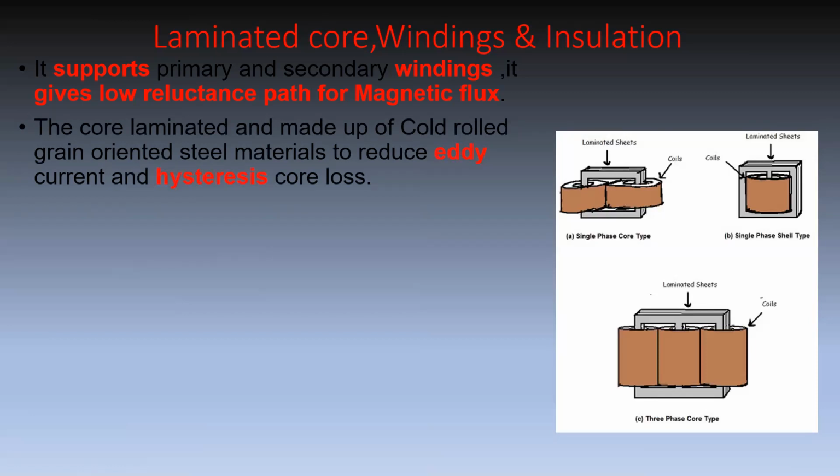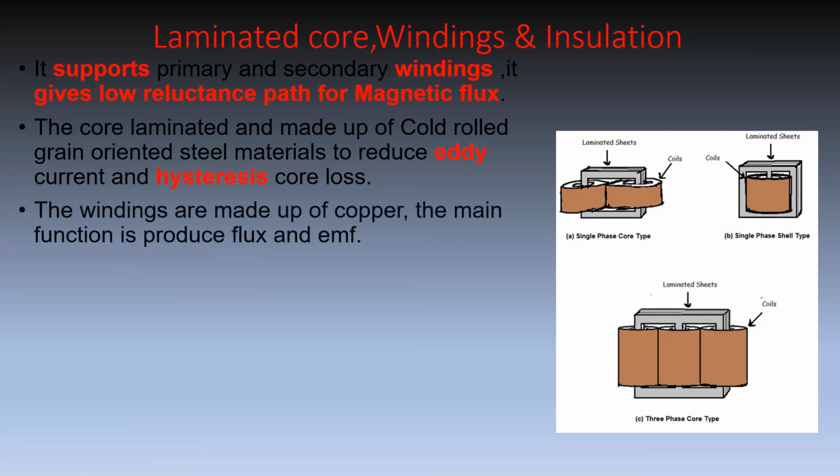So steel stampings will be laminated back to back. So that is the term which is used, cold rolled grain oriented steel material, to reduce the eddy current and hysteresis loss, which is a constant loss.